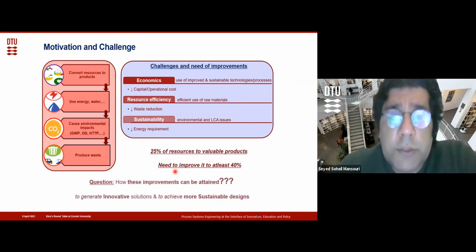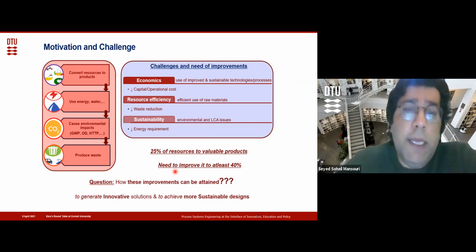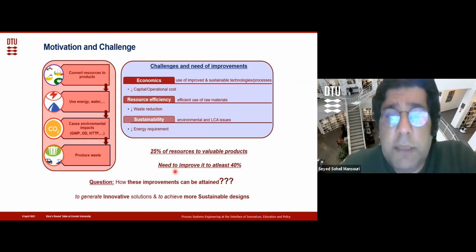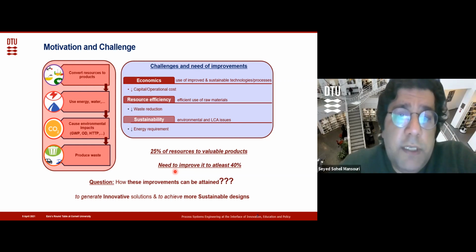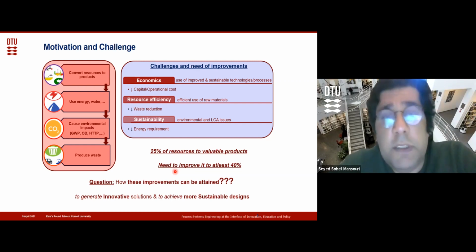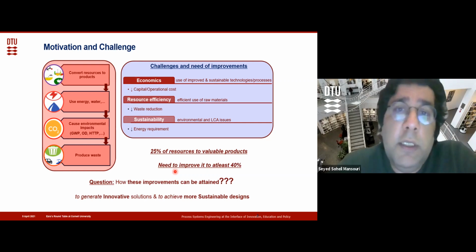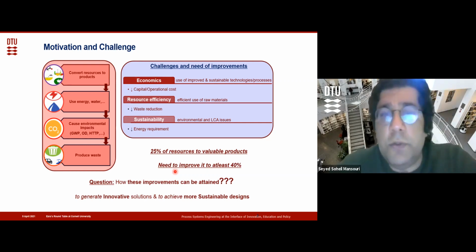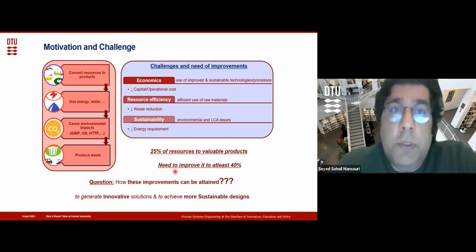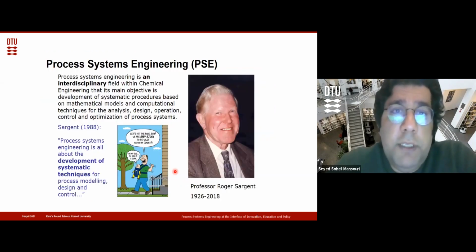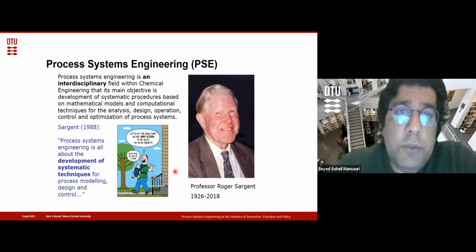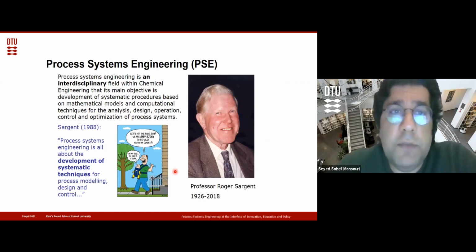The fundamental question is how these improvements can be attained. One of the ways that we can achieve these objectives and tackle the grand challenges of today's society is to generate innovative solutions and to achieve more sustainable designs. One way and one discipline that can largely contribute to this endeavor is process systems engineering.